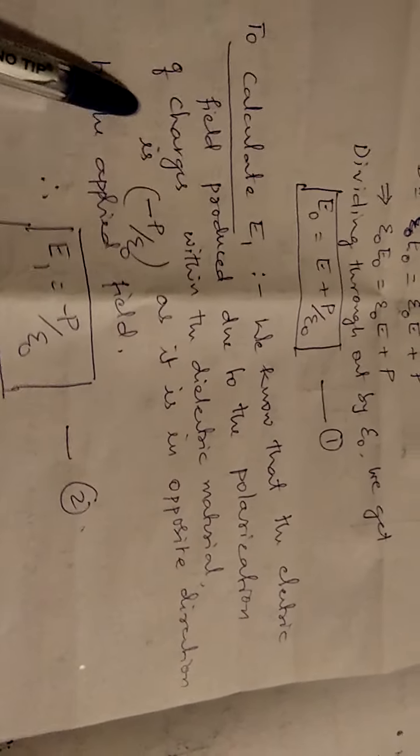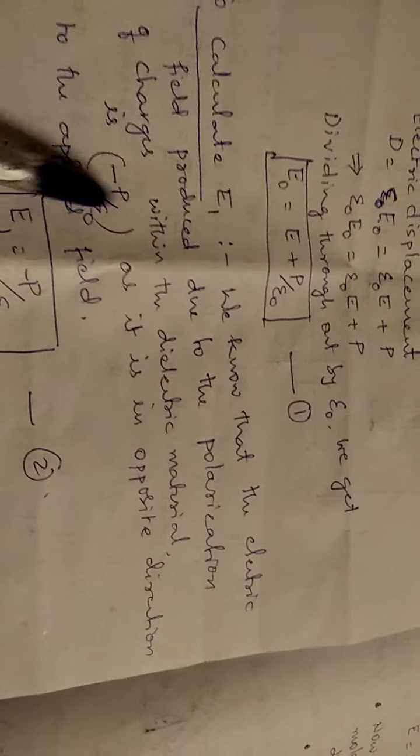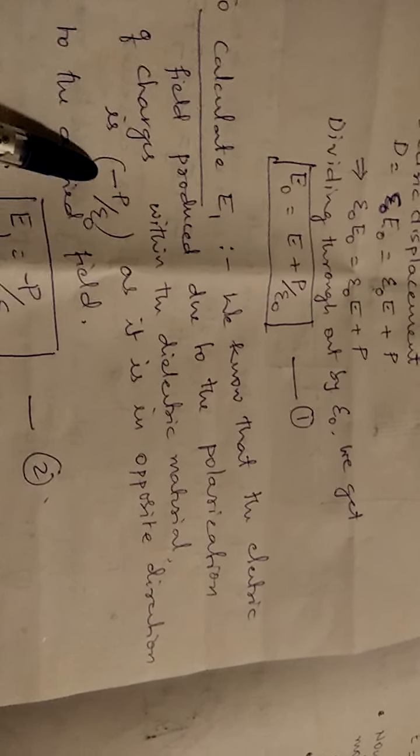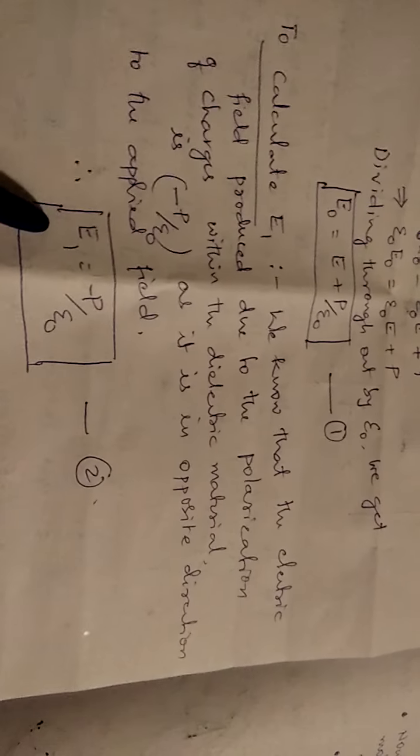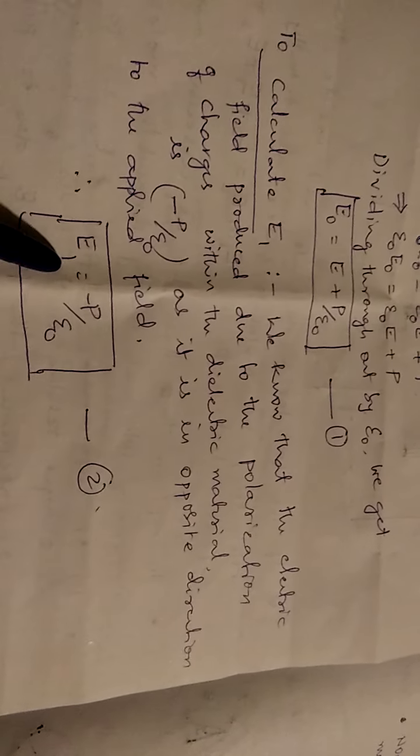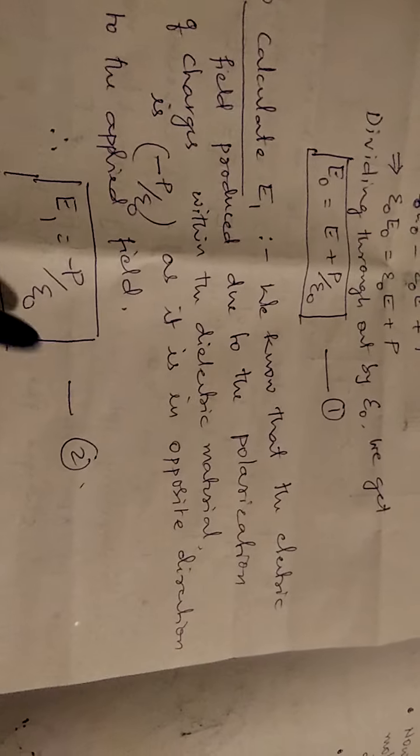Now to calculate E1, we know that the electric field produced due to the polarization of charges within the dielectric material is minus P by epsilon naught. That already we have studied. As it is in the opposite direction to the applied field, we can write E1 is equal to minus P by epsilon naught. Let us consider that as the second equation.